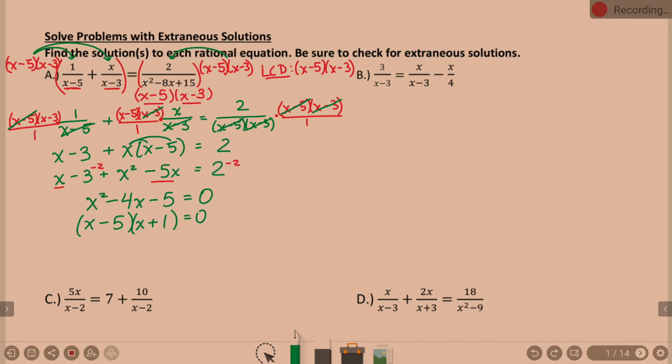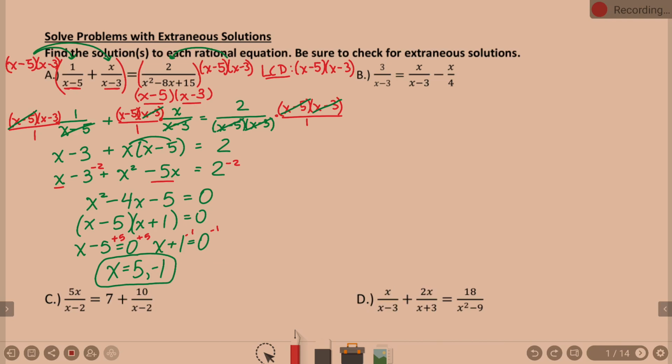Okay, set each factor equal to 0. So x minus 5 equals 0. X plus 1 equals 0. Officially to solve, if it's x minus 5, you're going to add 5. If it's x plus 1, you're going to minus 1. And we're going to get the answers of 5 and negative 1. Okay.